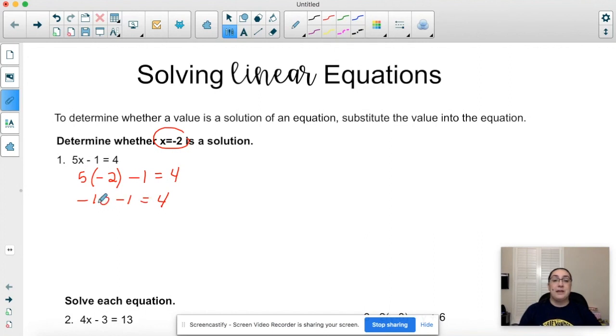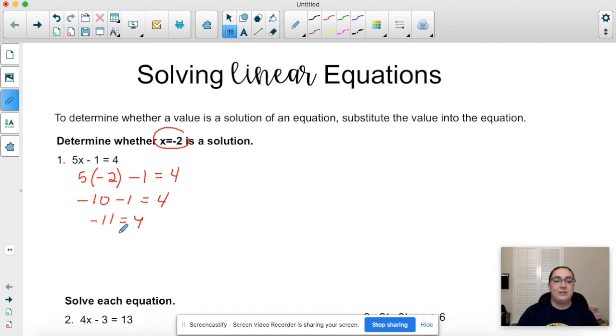Okay, so now we're going to combine our like terms. We have -10 minus 1. Remember, they have the same signs, so we have a -10 and a -1. Because they have the same signs, we're going to add them. So -10 plus a -1 is -11, and that equals 4.